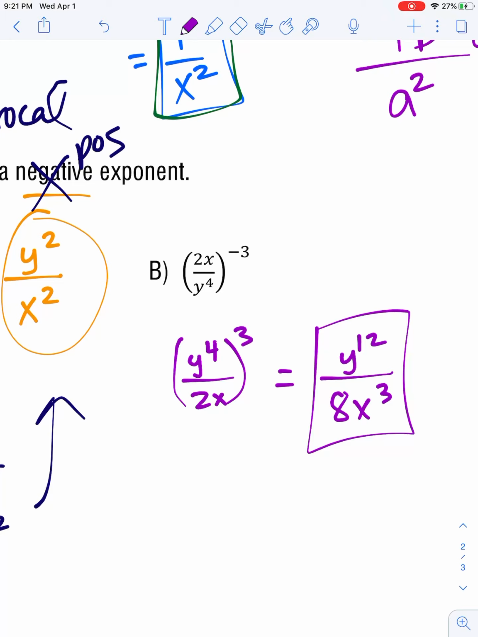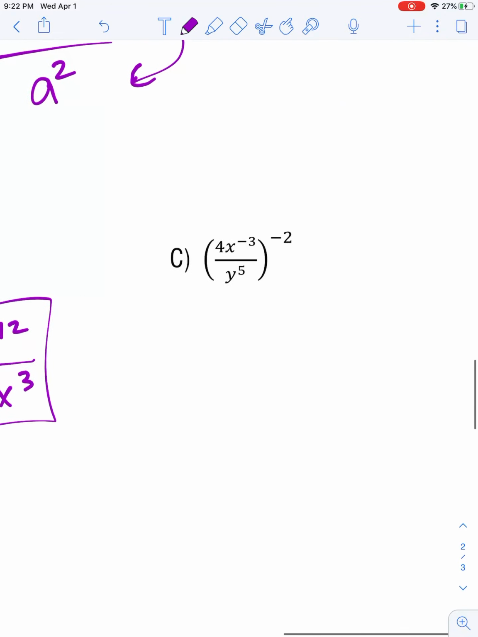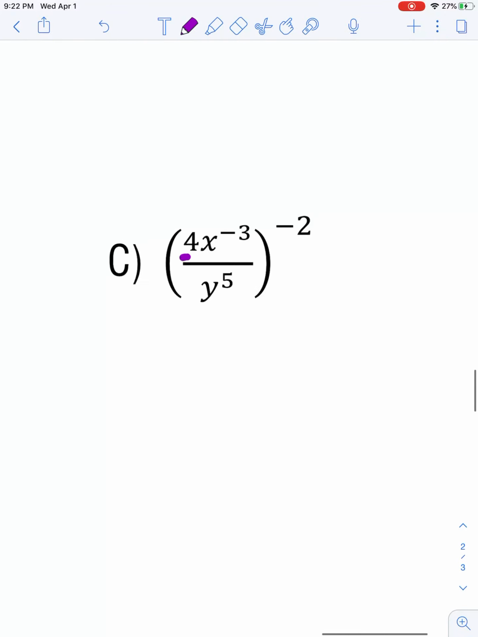So is this the only way to do it? No, but this is one option to do the reciprocal and make that exponent positive. So this is just when we're dealing with fractions. Your other option would be to take all your bases or your powers, like 4 to the negative 2, x to the negative 3 to the negative 2, and y to the 5 to the negative 2. Okay, that's your other option.